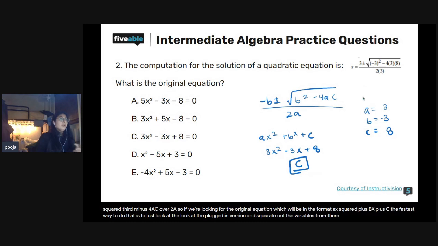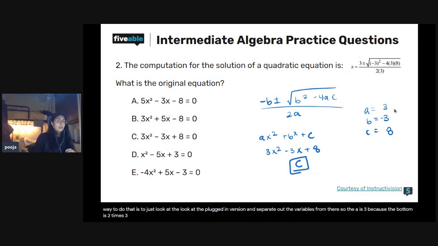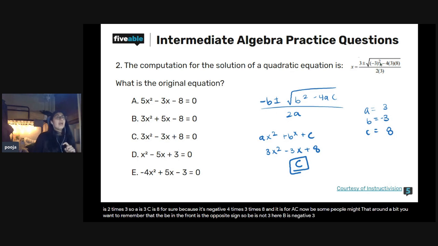So the a is 3 because the bottom is 2 times 3. So a is 3. C is 8 for sure because it's negative 4 times 3 times 8, and it is 4ac. Now b, some people might have flipped it around a bit. You want to remember that the b in the front is the opposite sign. So b is not 3 here. B is negative 3. And you'll see that here, because it's b whole squared. So if your b is minus 3, then your equation should be 3x squared minus 3x plus 8, which is c.